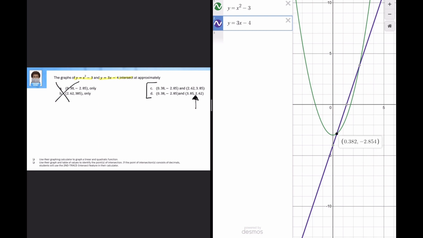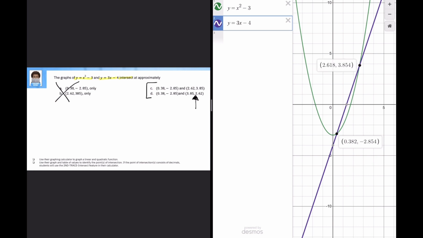Okay, so again, we already have our first one. Notice on Desmos, and again, it's free. You can use it from home on your computer. You can see they just rounded to the nearest thousandths. Our answers are to the nearest hundredths. So that was our first point, 0.38, 38 hundredths, and negative 2 and 85 thousandths.